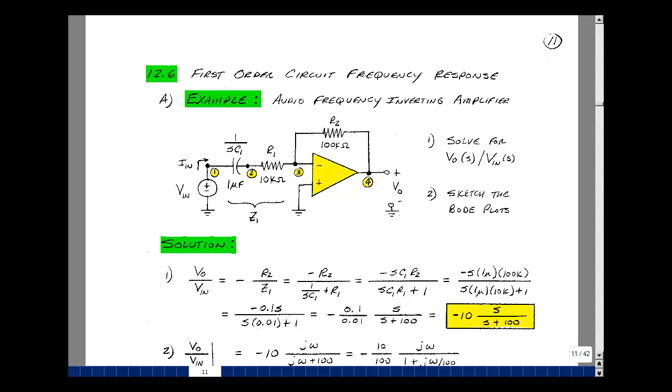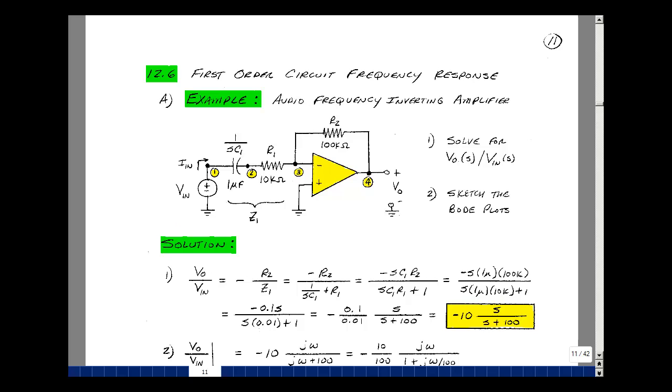This lesson deals with an audio frequency inverting amplifier. You can find these notes in the ECE202 ebook in Chapter 12, starting on page 11. Let's revisit the audio frequency inverting amplifier that we used to introduce the Bode plot concepts. Let's solve for Vout over Vin, and let's sketch the Bode plots.